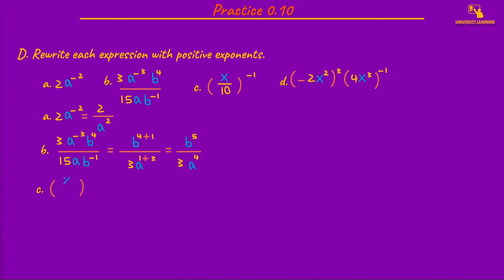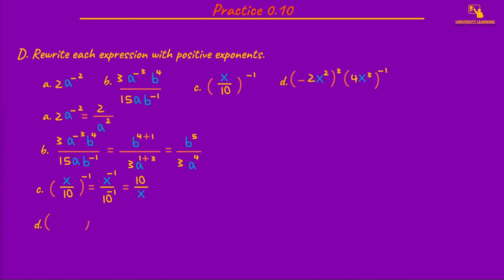Let's move to point C. We have parentheses x over 10 all to the power of negative 1st. Since we have a fraction and all the fraction is to the power of a negative number, we can flip the fraction upside down, or we can do it this way. We are going to distribute the negative 1 to the numerator and then the denominator. Then we are going to rewrite this fraction. So it will be 10 over x. Let's move to the last point of this practice.